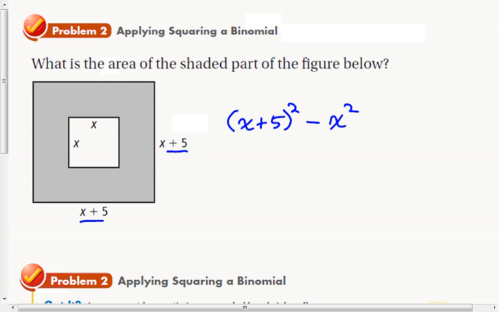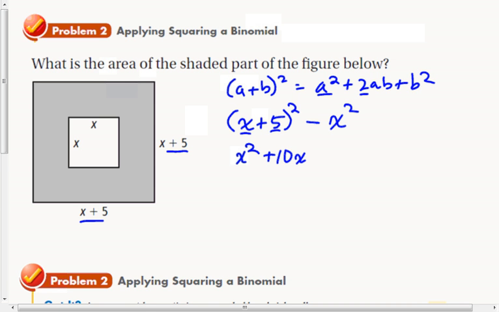I'm going to simplify it. This looks like this form, a plus b squared, and that is a squared plus 2ab plus b squared. So my a is x, so I'm going to do x squared. My a and b is x times 5, which is 5x times 2, which is 10x. And then my b is 5, so 5 squared is 25. And I need to subtract x squared, and x squared minus x squared is 0. So I get 10x plus 25 for my simplified expression. Go ahead, you try that.